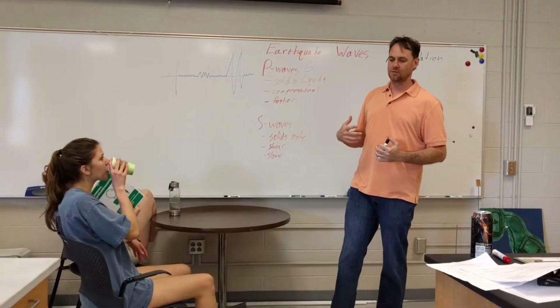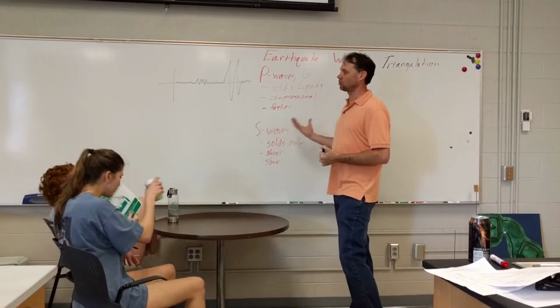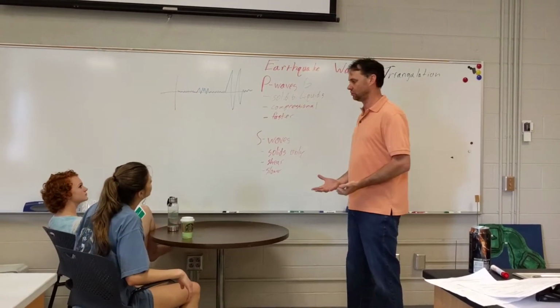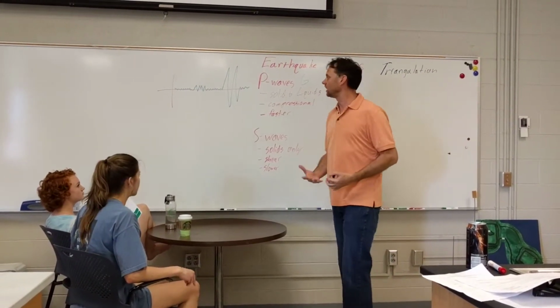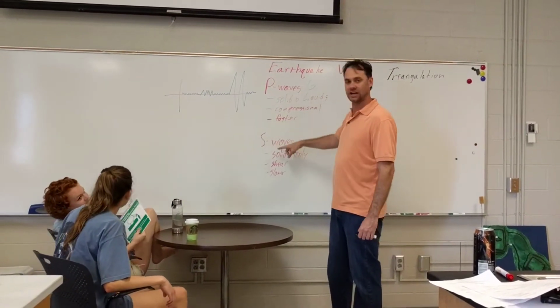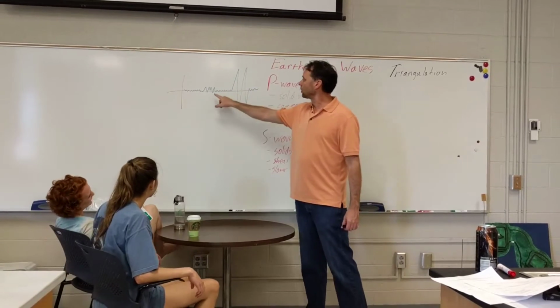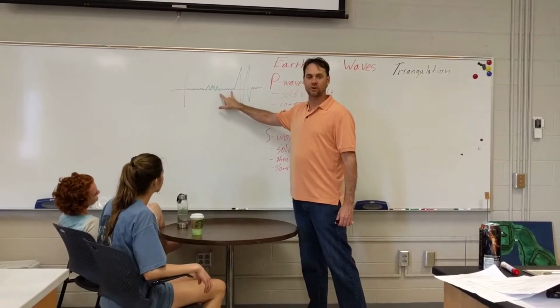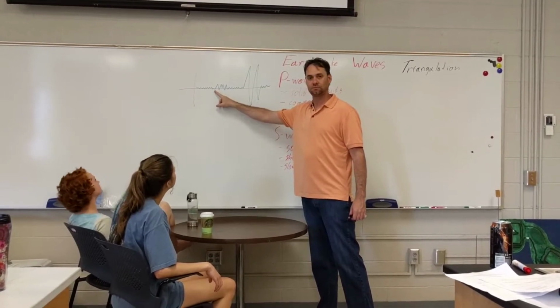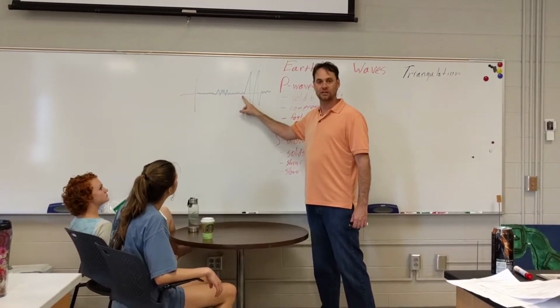Okay, so if we want to use earthquake waves to locate earthquakes, how are we going to do that? The way we're going to do that is by recognizing that we have P waves that travel faster than S waves. So we're going to have a difference in arrival times. P wave is going to arrive first, S wave is going to arrive second.